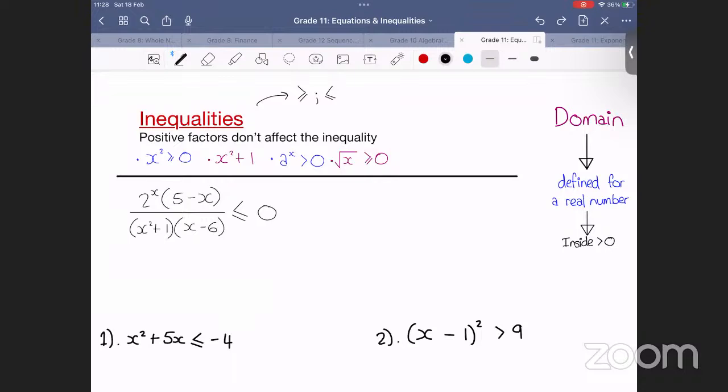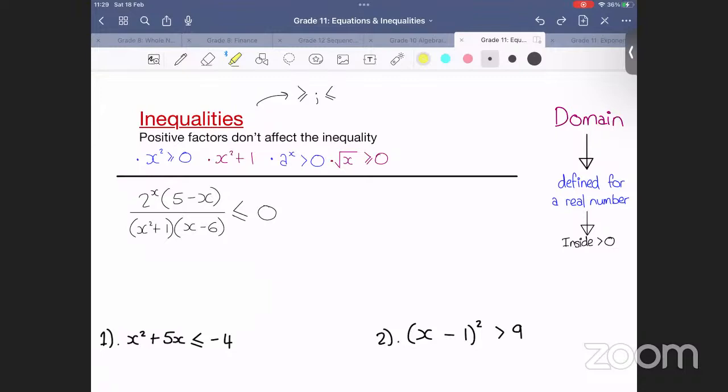Okay, let's continue. Again, we're talking about inequalities. So we can talk about positive factors. This statement says positive factors don't affect the inequality. It basically means you can ignore them, and I'm going to explain exactly what that means in a second. So if we look at what terms we have, for example, x squared.